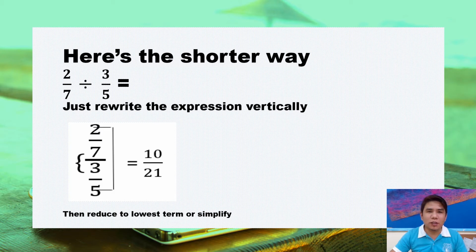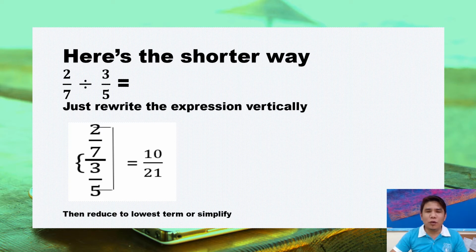What we do here is just rewrite the expression vertically. The common expression or equation that we have is in the horizontal way, and so we'll do it in vertical form. So 2 over 7 divided by 3/5 would have become 2 over 7 over 3 over 5, and here we don't get the reciprocal of the divisor anymore. You just have to multiply the numbers on the outers. Our outer numbers here are 2 and 5, so you multiply 2 and 5, and that will be the numerator for our answer. That's 10.